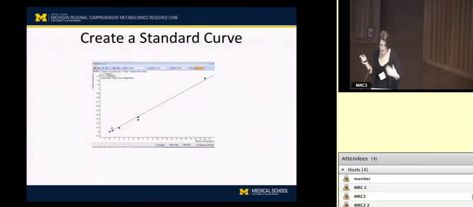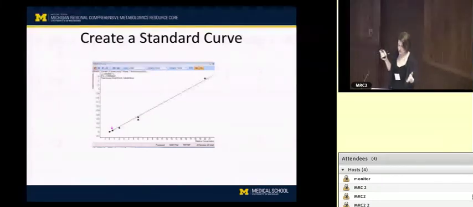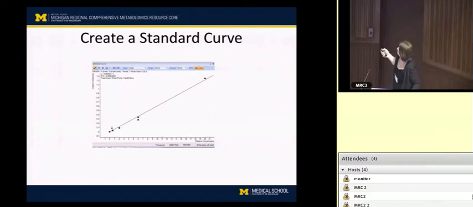Okay, so once we've decided that we have either the MRM or the TOF method down, we're going to want to decide on a series of calibration standards that we think are going to bracket the concentrations that will be in your samples. We'll basically do a 5, 6, 7, 8-point calibration curve, whatever we need to do, with authentic standards.